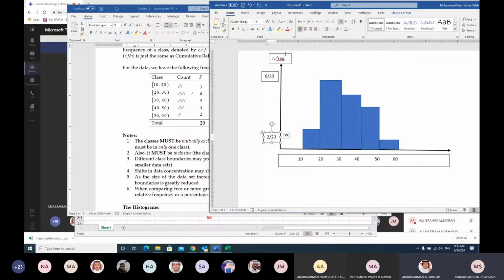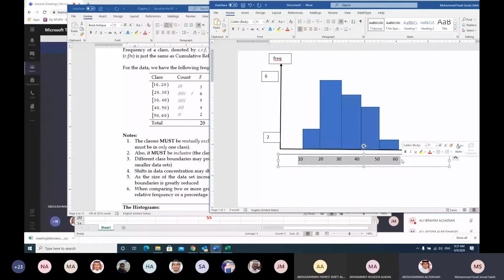What we use in the x and y-axis matters. If we use the frequencies, it's a histogram. If we use relative frequencies, it's a relative histogram. Now, in the y-axis we use the frequencies. But we can use the midpoints.